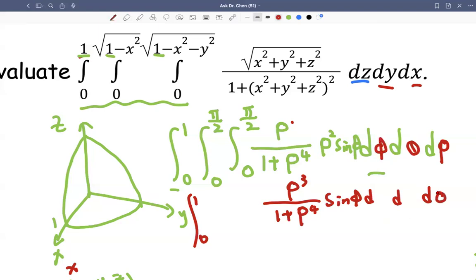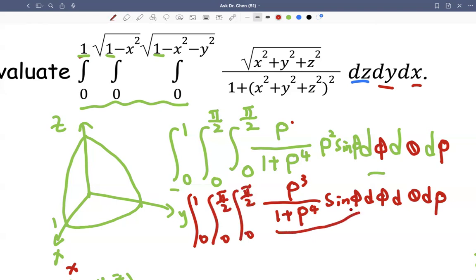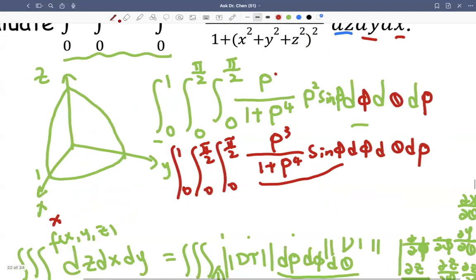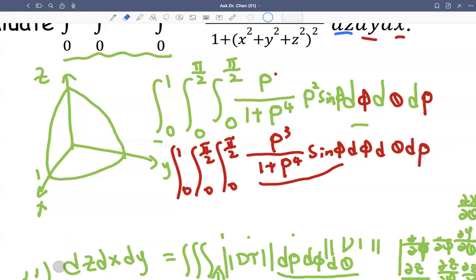So we want rho to go from 0 to 1. Then theta goes from 0 to pi over 2. And the phi direction also goes from 0 to pi over 2. And we see the integrand is independent from theta. So in the theta direction, we just go ahead and calculate. It's just pi over 2 minus 0, which is pi over 2.